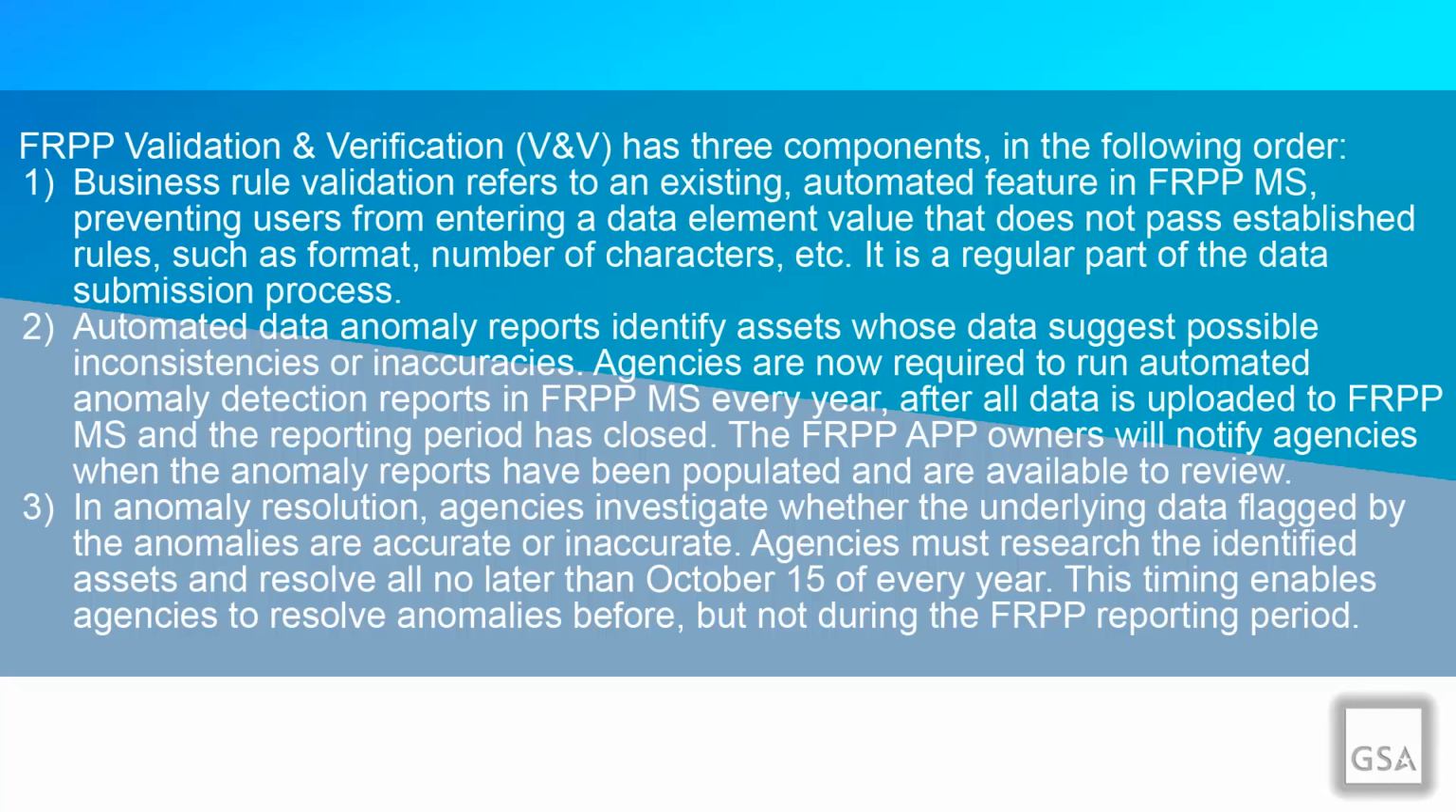3. In anomaly resolution, agencies investigate whether the underlying data flagged by the anomalies are accurate or inaccurate. Agencies must research the identified assets and resolve all anomalies no later than October 15th of every year. This timing enables agencies to resolve anomalies before, but not during, the FRPP reporting period.